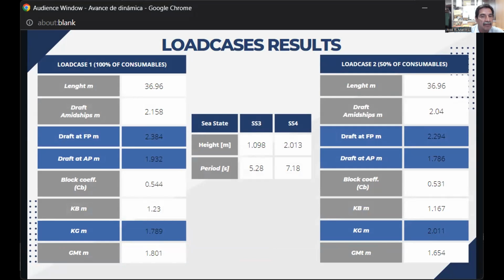Right now, I'm not going to say that it is incorrect for ship dynamics. But in general, I don't think the ship owner likes that situation. We prefer to have more draft on the aft end than on the forward end. Okay, go on. And it's similar for the second loading case. Yeah, I will have to check that.